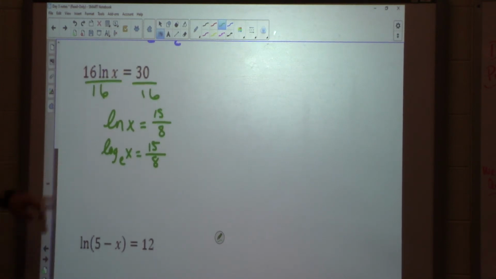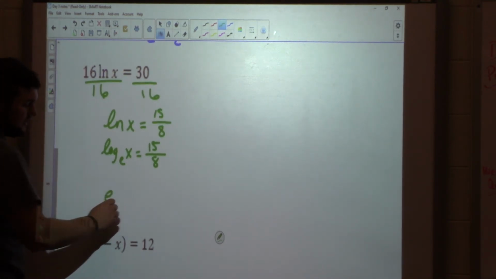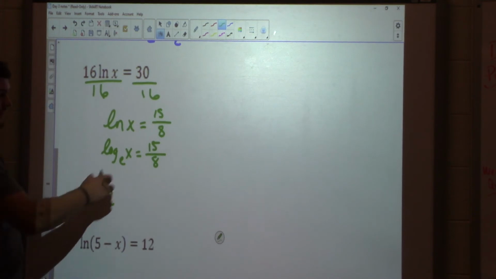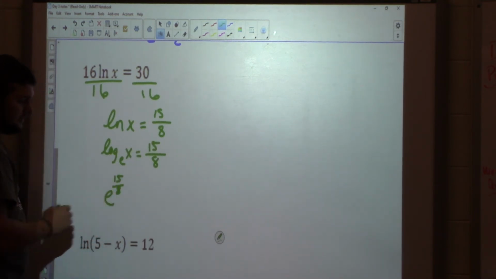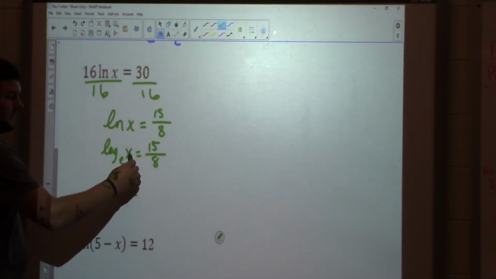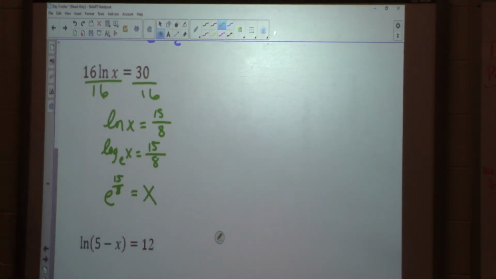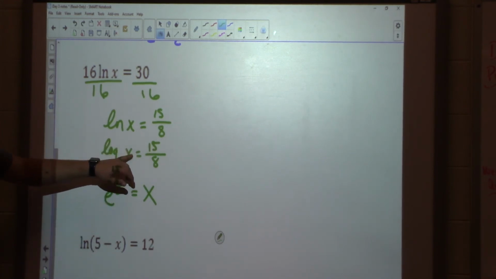So we change this to exponential form. Base of my log is the base of my exponent. What my log equals becomes that exponent, so 15/8. And it equals what I'm taking the log of. It equals x. Does that make sense? We're changing it from log form to exponential form. Just like we did yesterday when we were solving. We went base of my log becomes the base of my exponent. What my log equals becomes my exponent. And what I'm taking the log of equals that exponential.